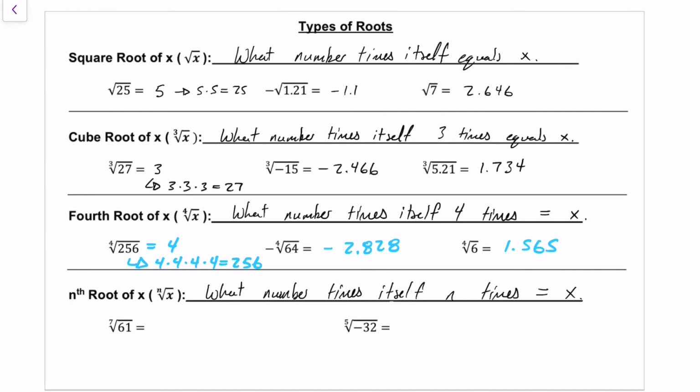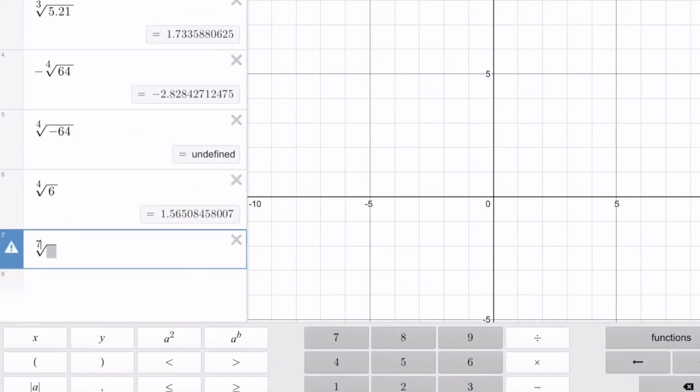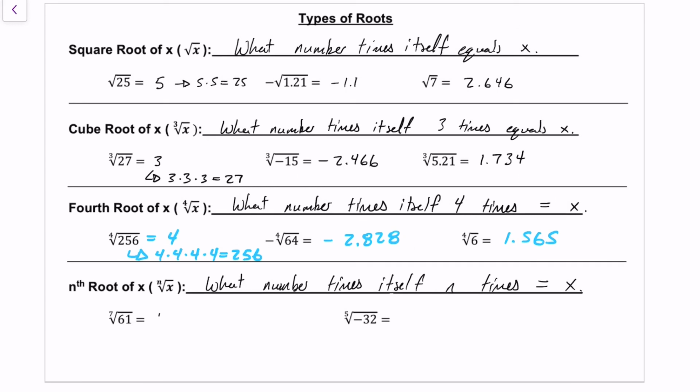Okay, and we're going to find the 7th root of 61. Well, I have no idea what that is. So we're going to go to the calculator, and we get the 7th root of 61 is 1.799. To find the 5th root of negative 32, because it's an odd root, we can have a negative underneath. So always remember, for an odd root, you can find the odd root of a negative number. So the 5th root of negative 32 is negative 2, because negative 2 times negative 2 times negative 2 times negative 2 times negative 2 is negative 32.